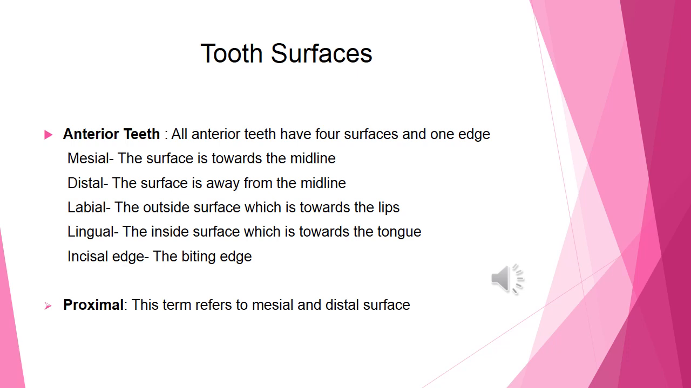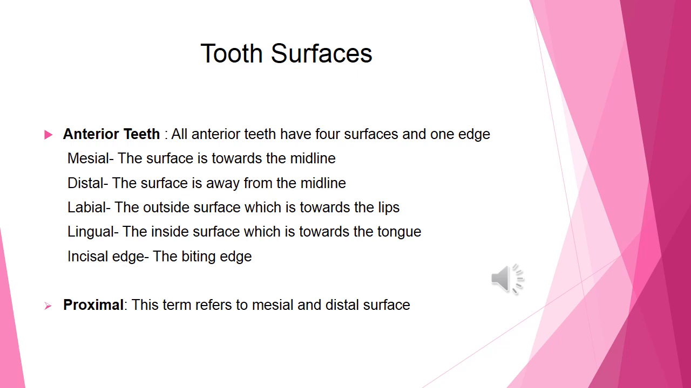Anterior teeth have their own surfaces and posterior teeth have their own surfaces, right? So anterior teeth, all anterior teeth have 4 surfaces and 1 incisal edge. Mesial surface, the surface which is towards the midline. Distal, the surface which is away from the midline.